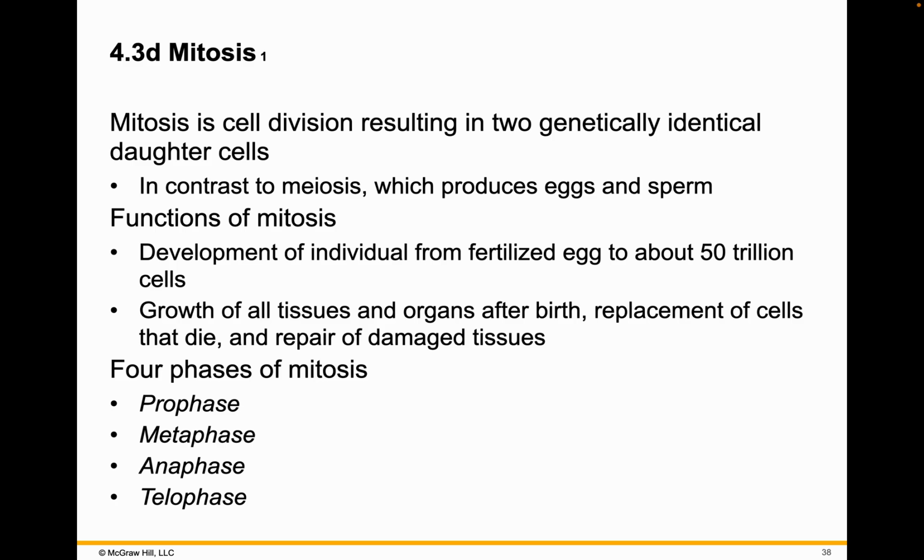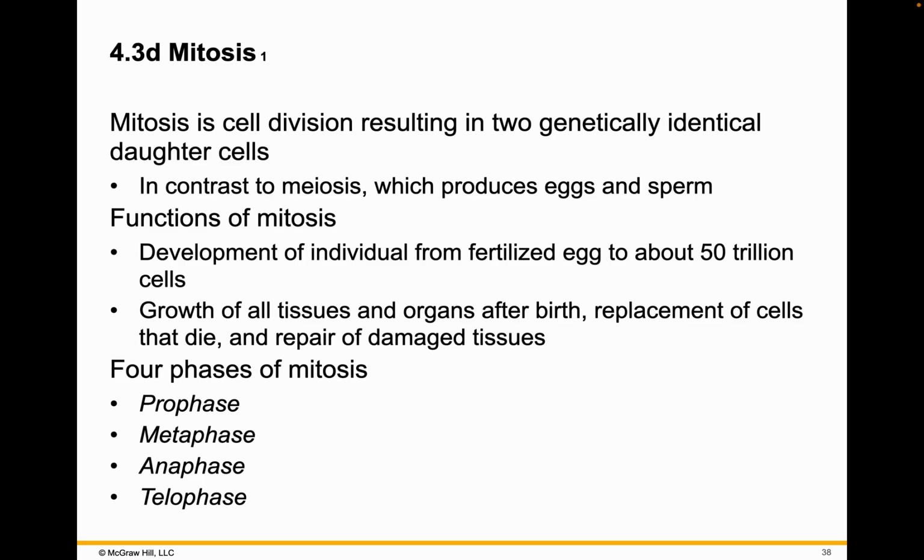Mitosis is used for the development of an individual. We all started out as one single cell approximately 9 months before we were born, and that cell got to where you are today by going through mitosis trillions of times. It is also used for growth of all tissues and organs after birth, replacement of cells that die, and repair of damaged tissues.